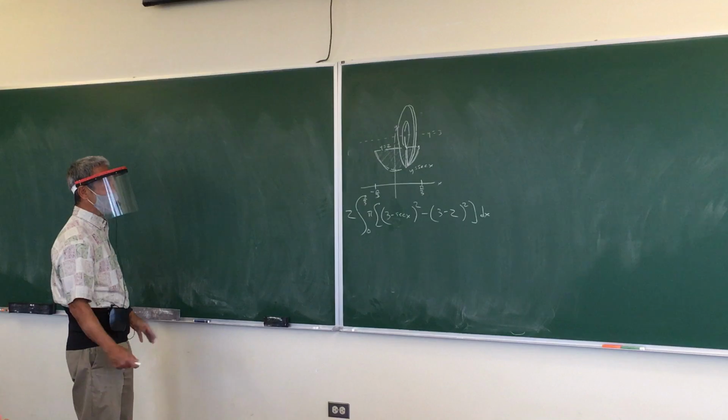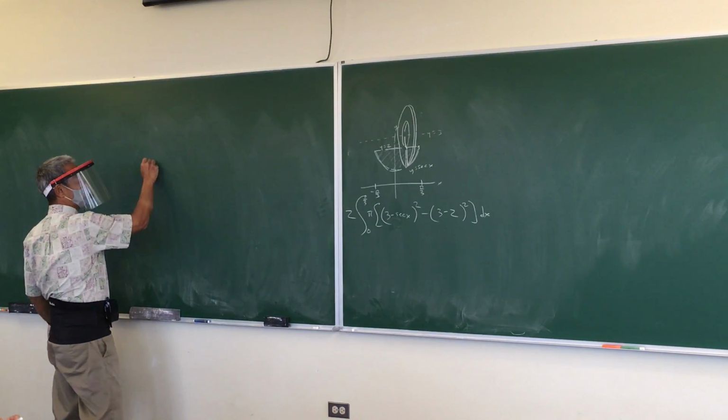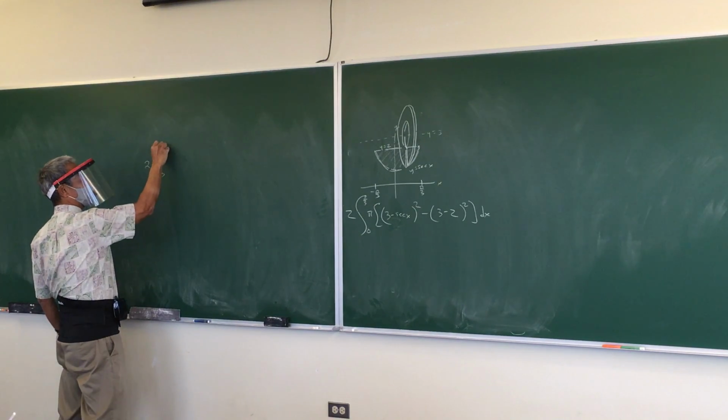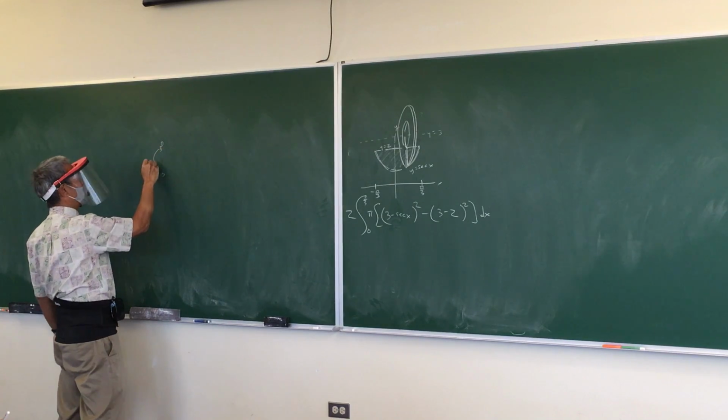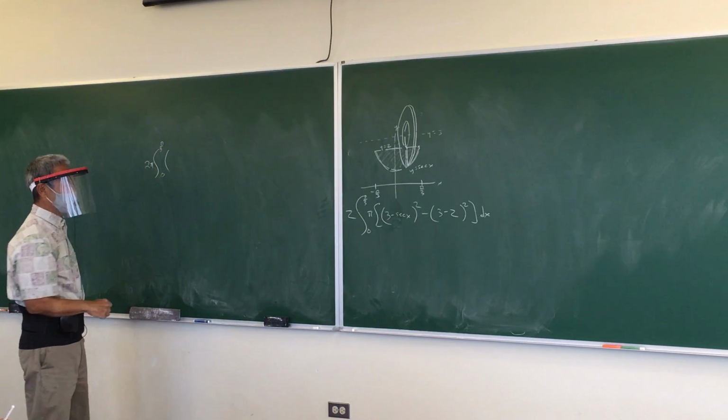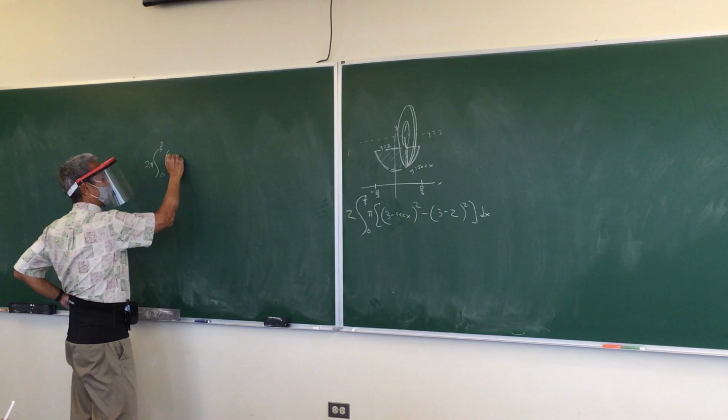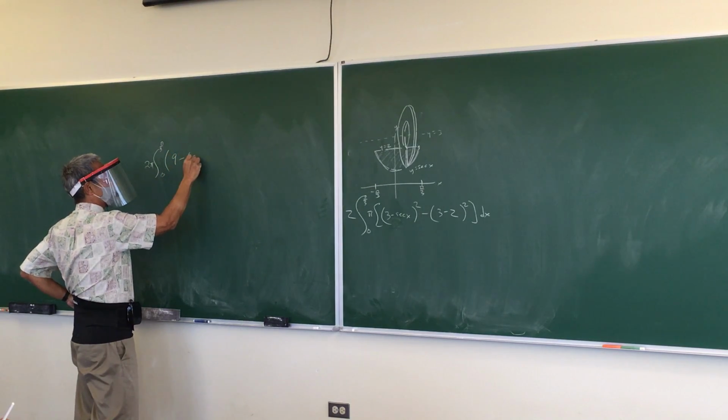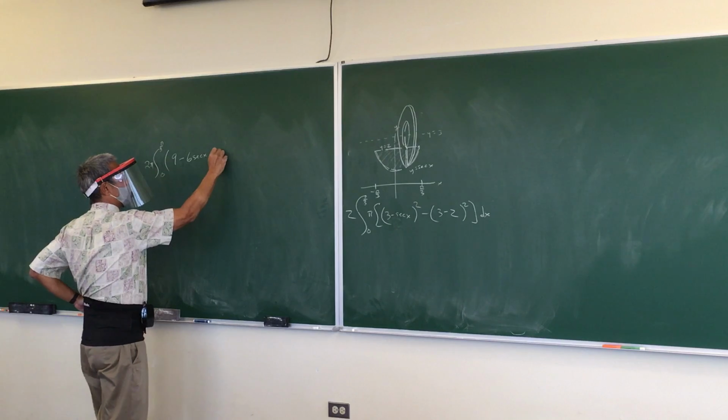Okay, what do I need to do? The only thing you can do is multiply it out. So 2, integral 0 to pi over 3. And then let's throw the pi out there as well. Start multiplying out. What do we got? 9 minus 6 secant x plus secant squared.